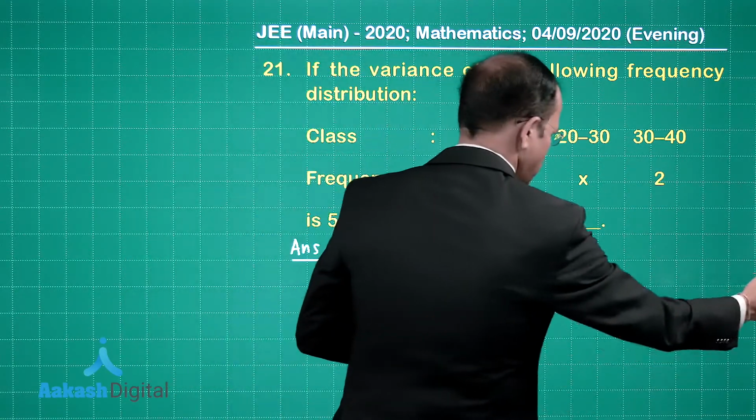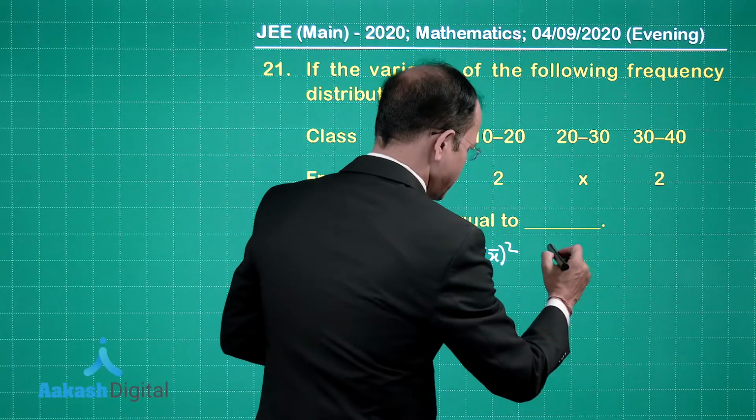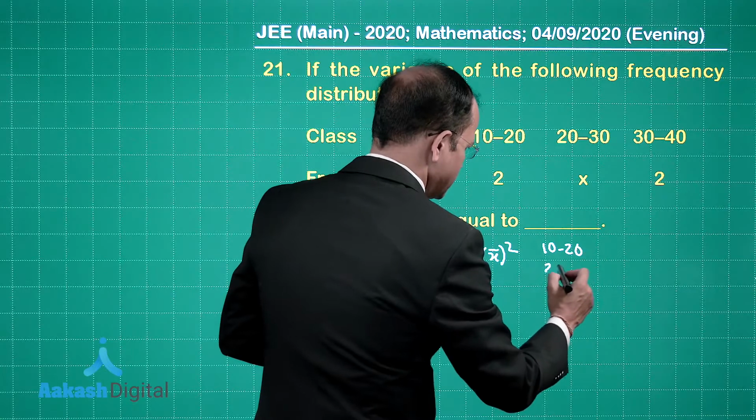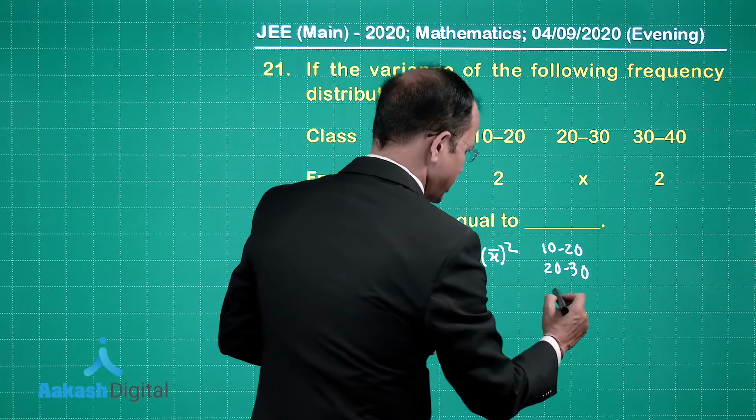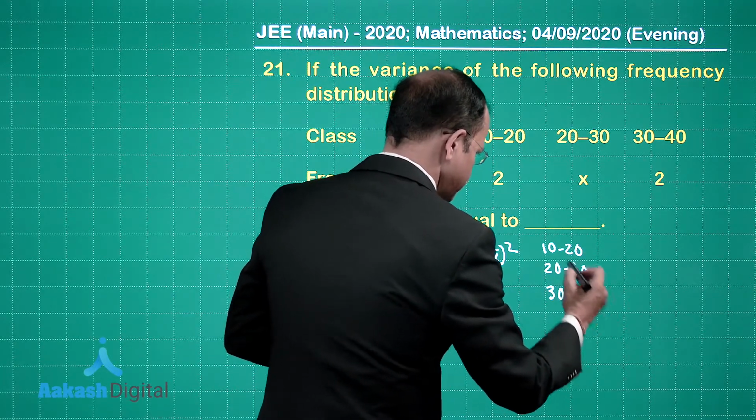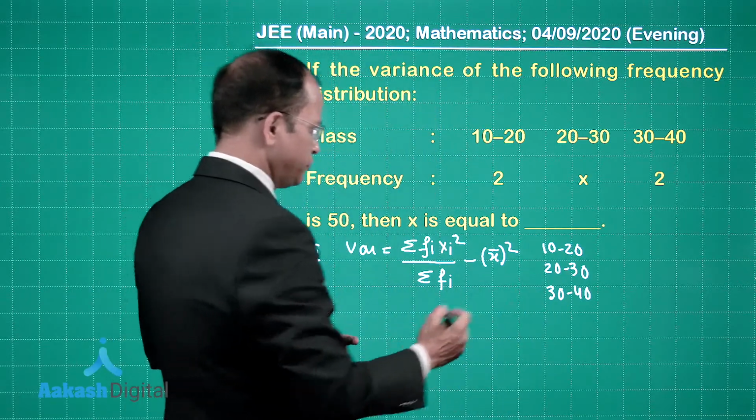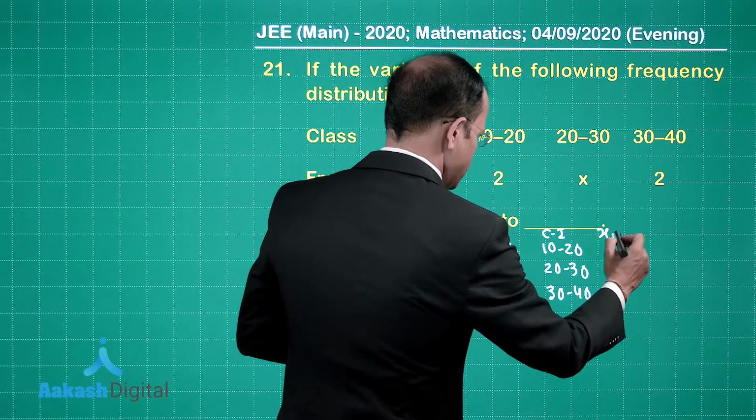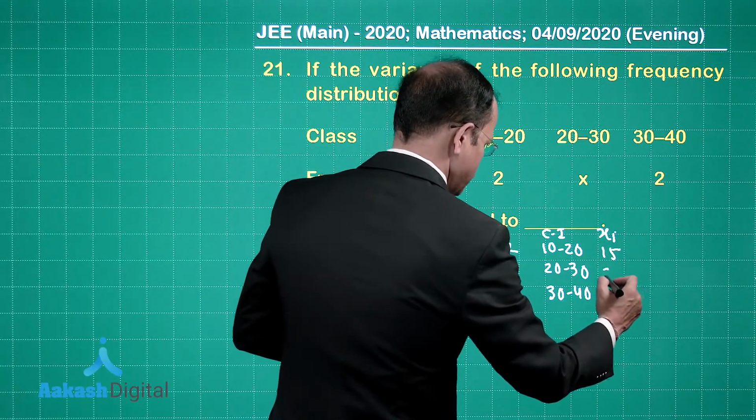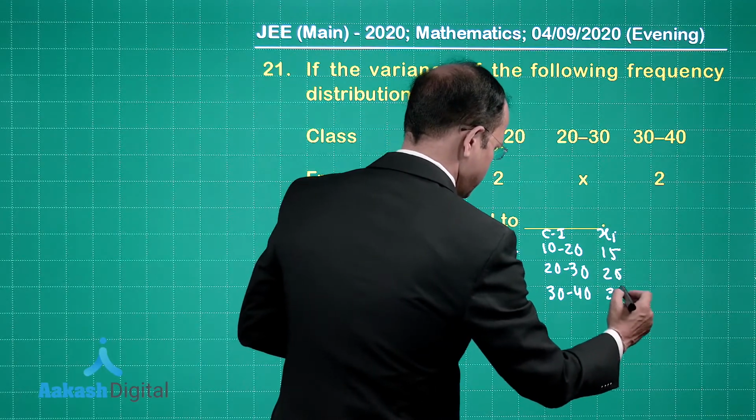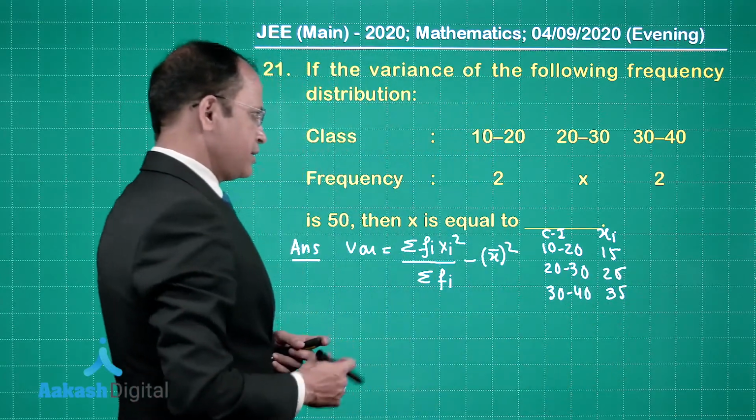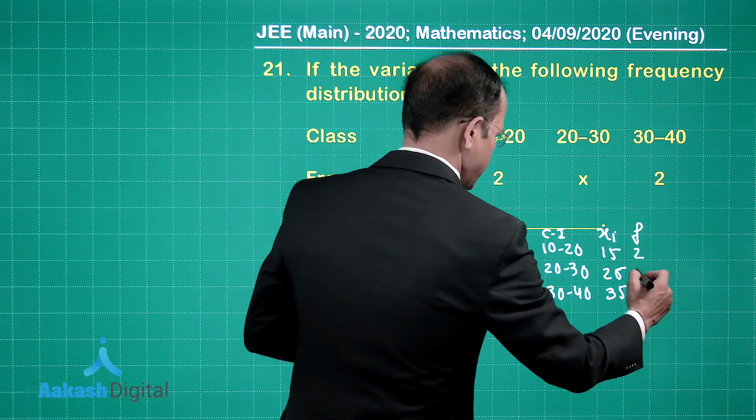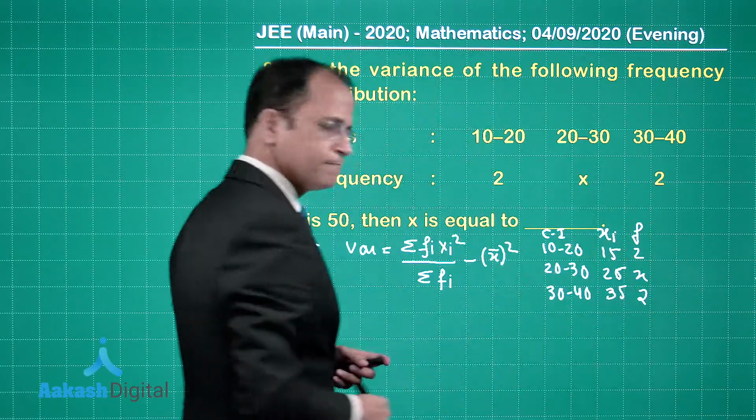So first of all, let's draw the tabular form in this case. So once you draw the tabular form, what we have been given: 10 to 20, 20 to 30, then we have 30 to 40, right? This is the class interval we have. Then we have xi also. Xi is nothing but 15, 25, 35, right? And yes, frequency, we have 2, we have x, we have 2 here, got it?